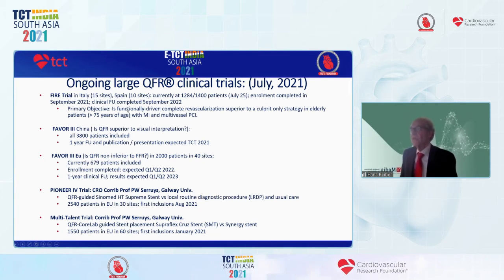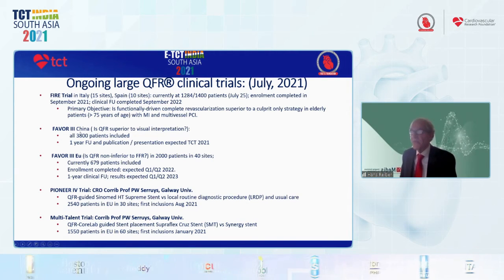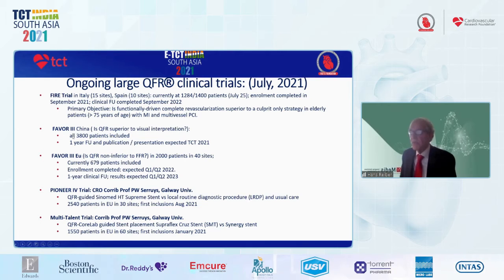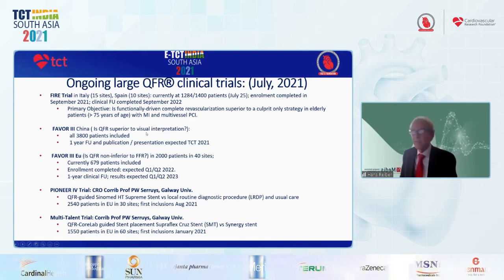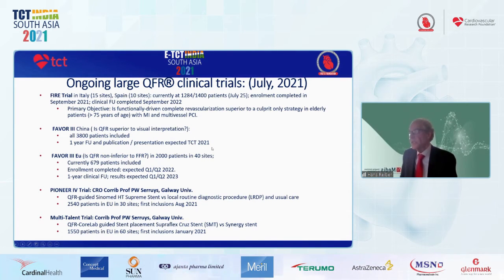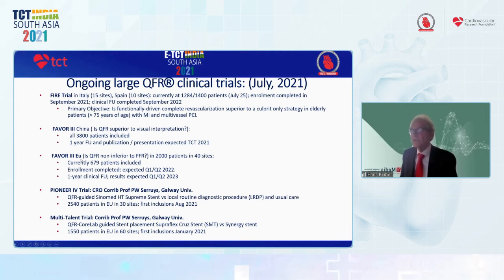The objective, the question, is whether functionally driven complete revascularization is superior to a culprit-only strategy in elderly patients older than 75 years of age. Of course, the FAVOR 3 study in China has been completed, 3,800 patients. The question is whether QFR is superior to the visual interpretation. The results are expected at TCT of this year.